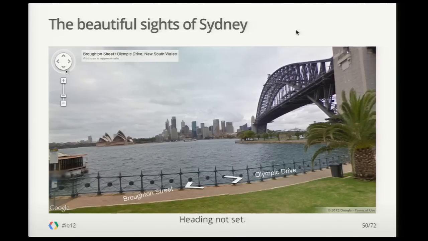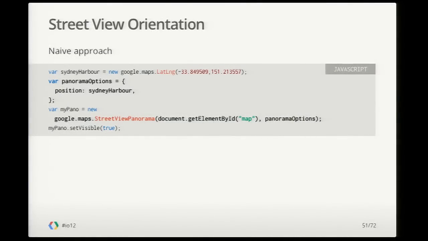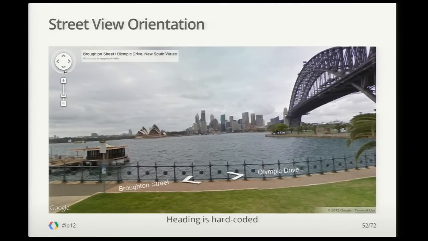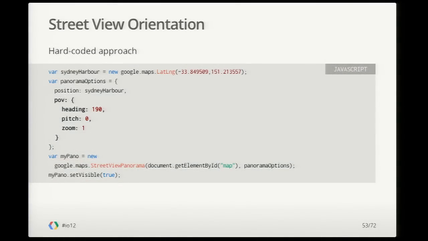Now the problem with what we've done here is we've just naively set the location, but we haven't set the orientation, the heading of this street view panorama. When you create a panorama object, you pass in panorama options. So we set the position to be Sydney Harbour, but we haven't set the orientation. We can improve this by hard coding an orientation. In this case, we've said we want to be looking at 190 degrees, because that's the direction of the CBD from Kirribilli, where this panorama is located.